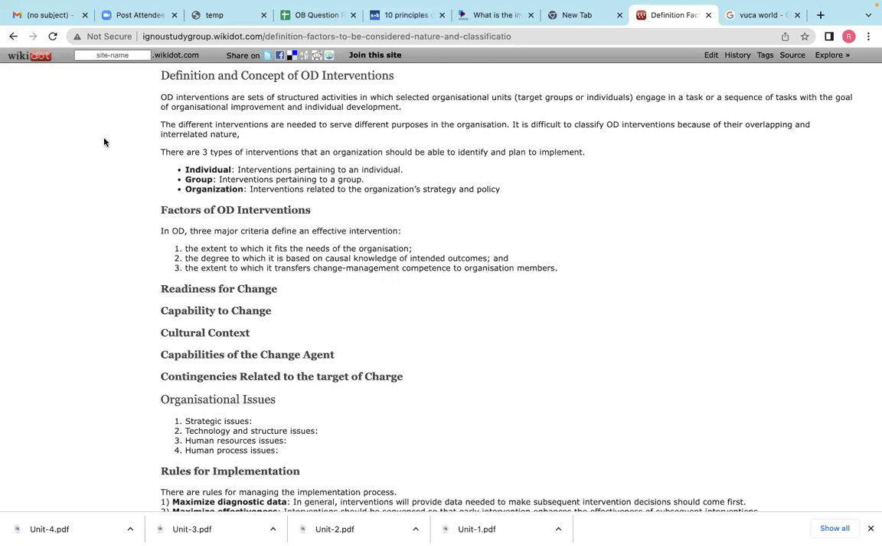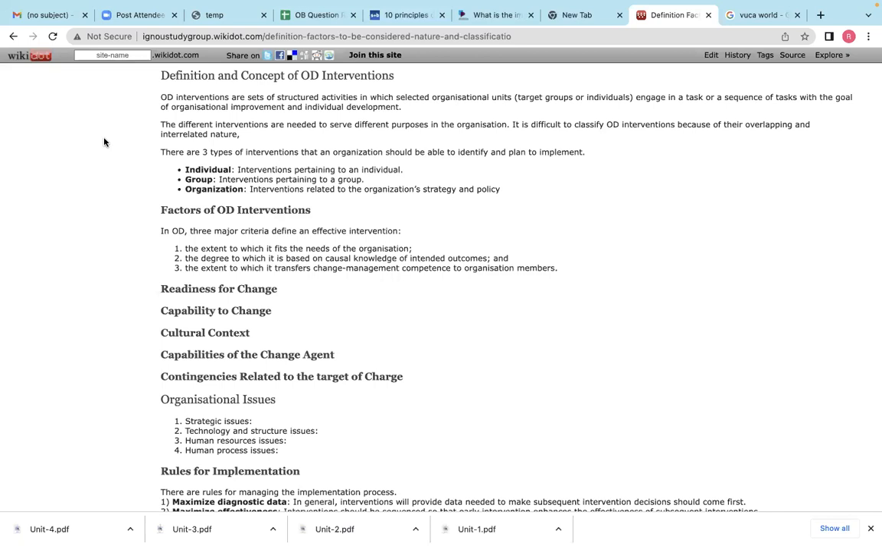Similarly, if you think the structure of your organization is not good, then there is a different intervention which is going to fix your structure. So depending upon whatever the goal is, the type of intervention that you are going to do is going to change. But nevertheless, it is a structured activity that is done to meet your organizational goal. Okay, so it is to improve your entire organization.